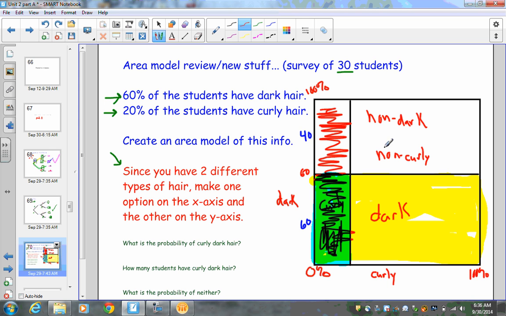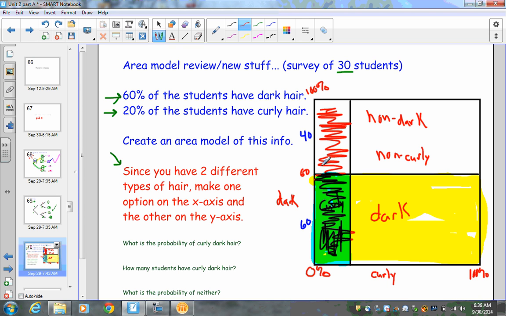So for example, this entire white is the non-dark, non-curly part of the population. The dark colored hair only is this right here, and where you have overlap, this is the shared stuff, and this up here is just going to be curly and curly only.